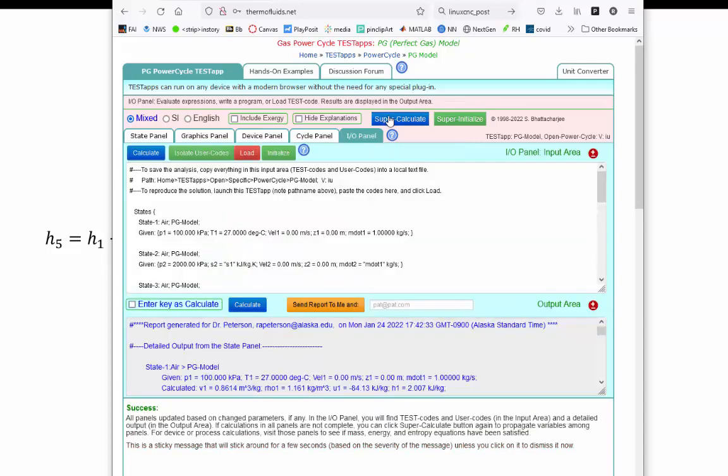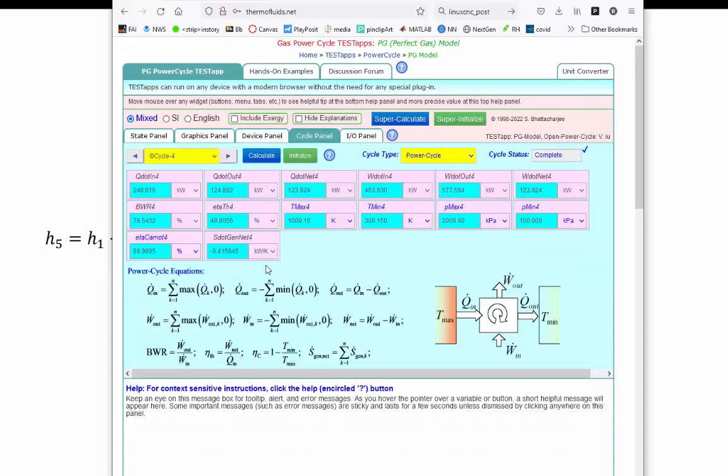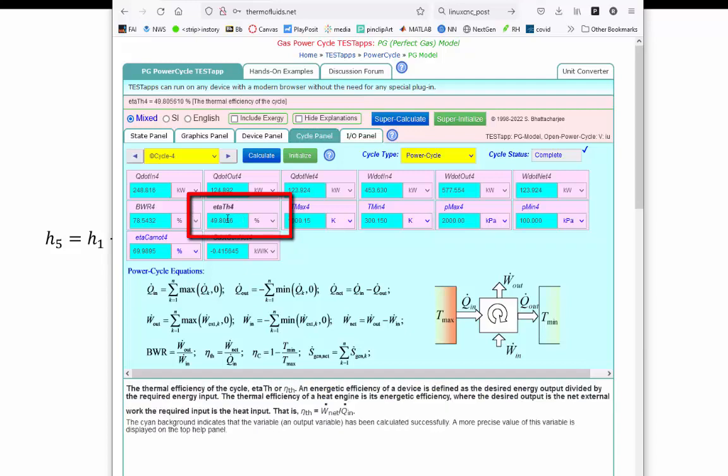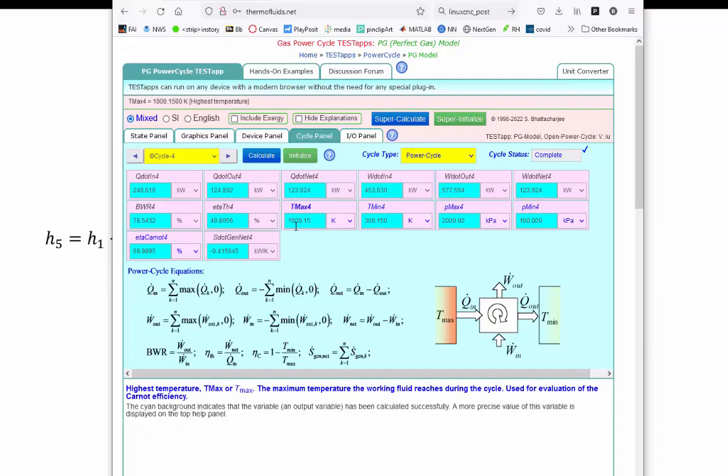And so then if we calculate all of that and come back to our cycle, we see this 49.8, or essentially 50%, which is what we saw in our previous example. So, okay, that's how you do it if you're using this site.